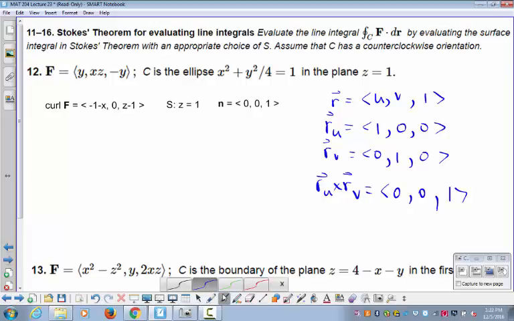So again, in this case, there was a shortcut because the surface happened to be a function. If the surface happens to be a function, you can use minus z sub x, minus z sub y, comma 1. Okay. So we're using the double integral. So we're doing the double integral over the surface of the normal component of the curl, dS.